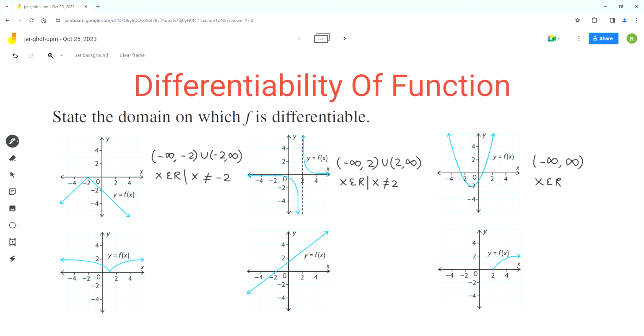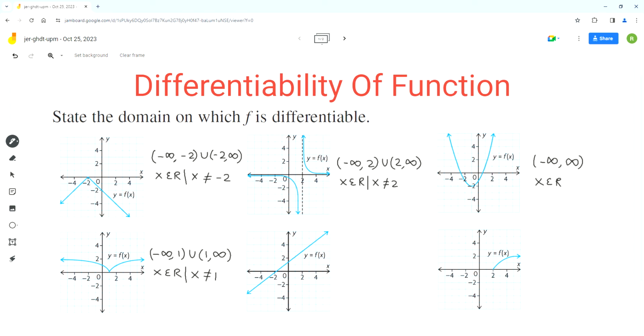Now we can analyze this one here, the bottom left corner. This graph has a cusp at x equals 1. At that point, this function is not differentiable. Therefore, the domain for differentiability can be written in interval notation as -infinity to 1, union, 1 to positive infinity. And in the other notation, we can write it as x ∈ ℝ, and x cannot be equal to 1.